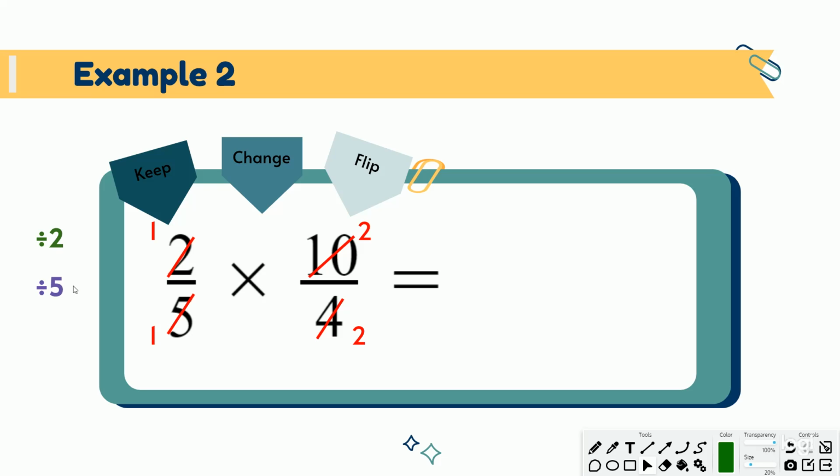So now that I've done my cross cancel, I move on to step 3, and I just multiply across. 1 times 2 gives me 2, and then 1 times 2 again gives me 2. So my answer would be 2/2. But that doesn't seem like a good fraction to use because they're both the same numbers. 2/2 ends up equaling 1. So my final answer for this one would be 1, because we wouldn't want to use 2/2 as a fraction.